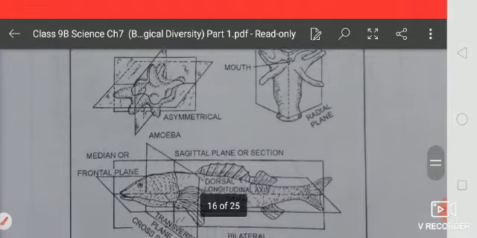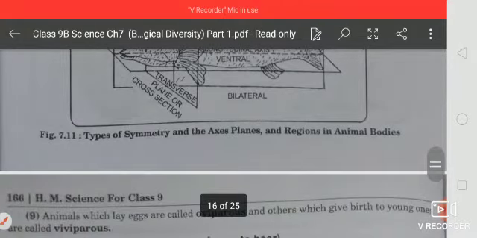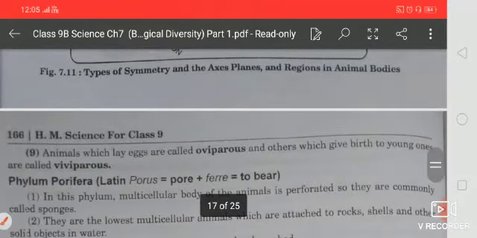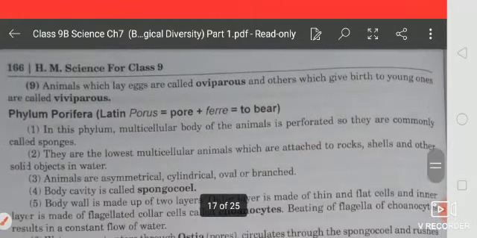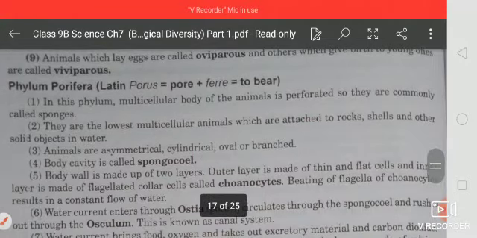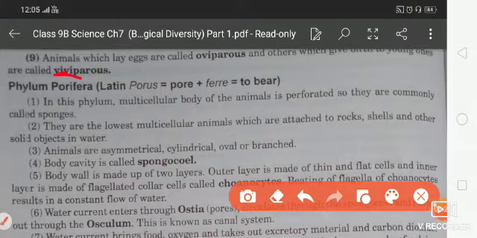Now, next, animals which lay eggs are called oviparous, and those which give birth to their babies are called viviparous. Next is phylum Porifera.